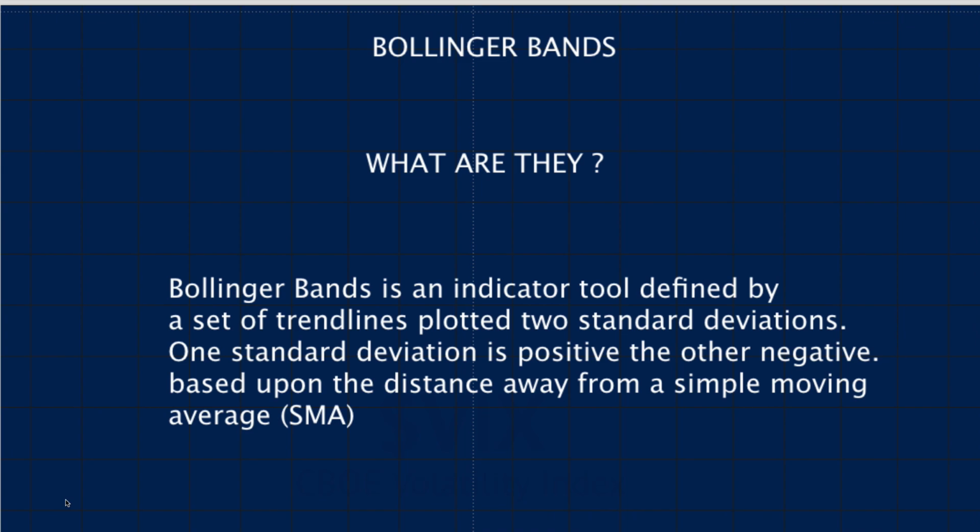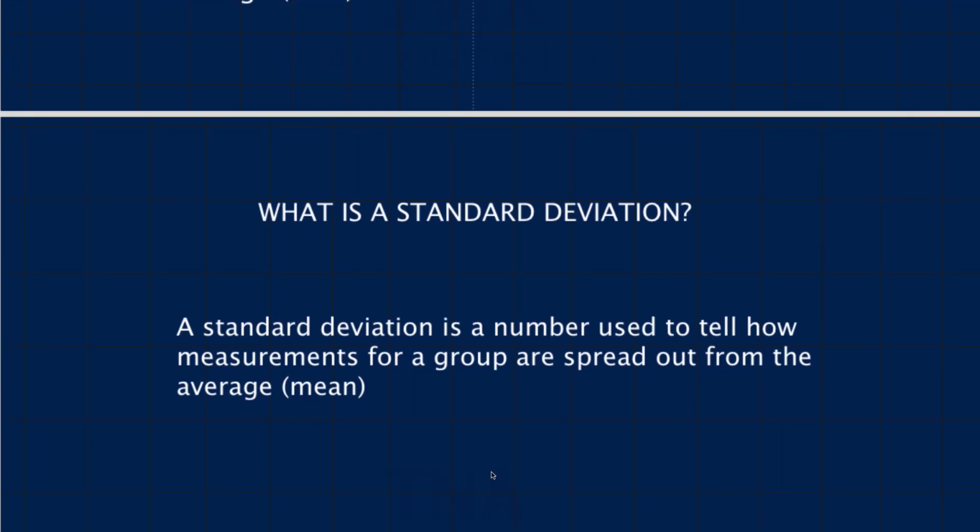So a Bollinger Band, what are they? Well, it's an indicator, and it's defined by a set of trend lines plotted at two standard deviations. One of those standard deviations is positive, and the other one is negative. It's based upon the distance away from the simple moving average. Now, whatever that simple moving average is set as, the standard deviations go off of that. And we'll get into that.